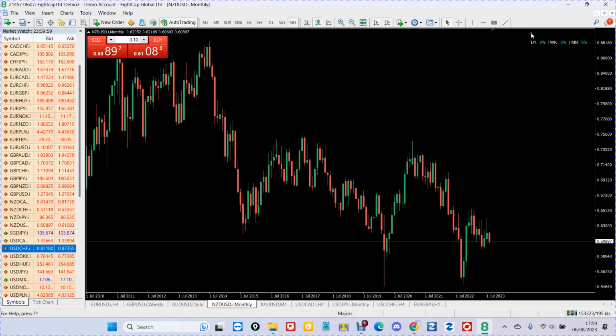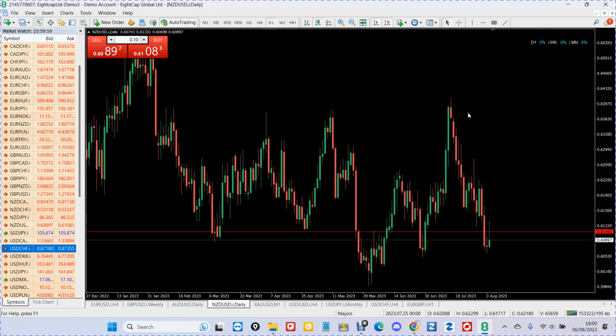Let's have a look at the New Zealand dollar bouncing from this area. The actual safe area to trade is always going to be up now at these range highs and range lows. That's the big picture, okay, of what we're looking at. This is what's going on now. We've got a downtrend. Let's have a look at the daily.